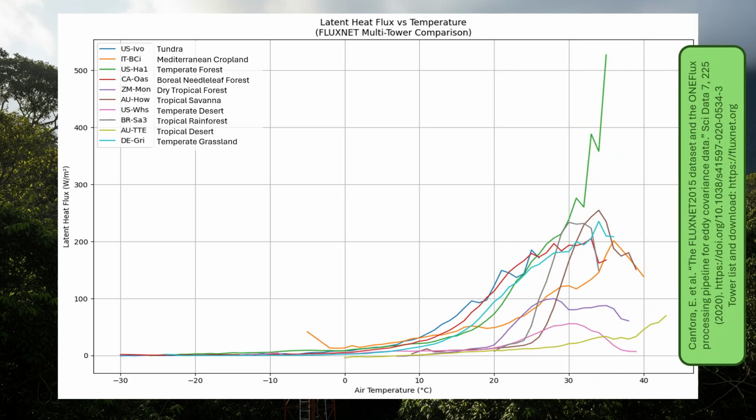Measurements from many ecosystems show that vegetation can transfer a substantial amount of energy into the atmosphere through evapotranspiration. Data from flux towers illustrate how strongly this process depends on vegetation type. Evapotranspiration is typically very low in deserts, where water availability is extremely limited. In contrast, forests and other ecosystems often show much higher latent heat fluxes.